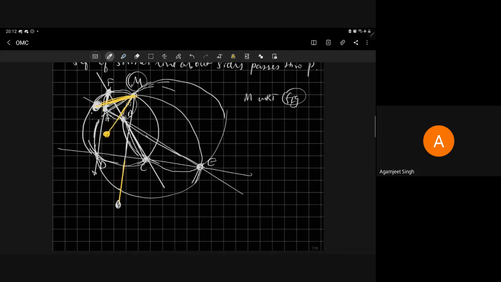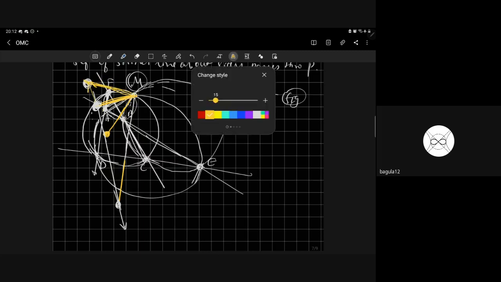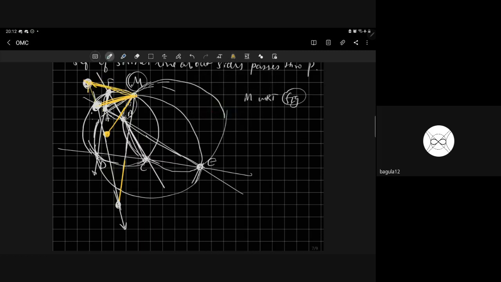This is the Steiner line of reflecting M across four lines, and they'll be collinear. And this is the reflection across the fourth line. Yeah, so this line is called the Steiner line of this complete quadrilateral.